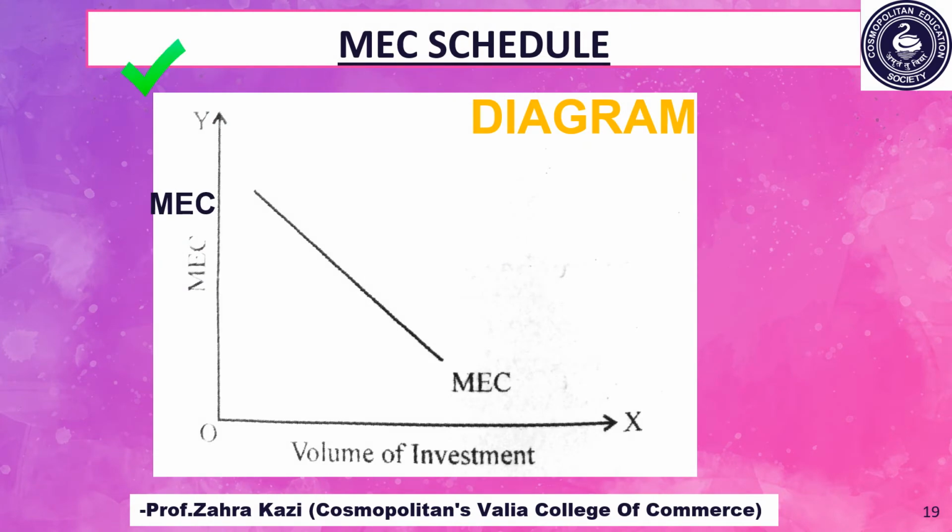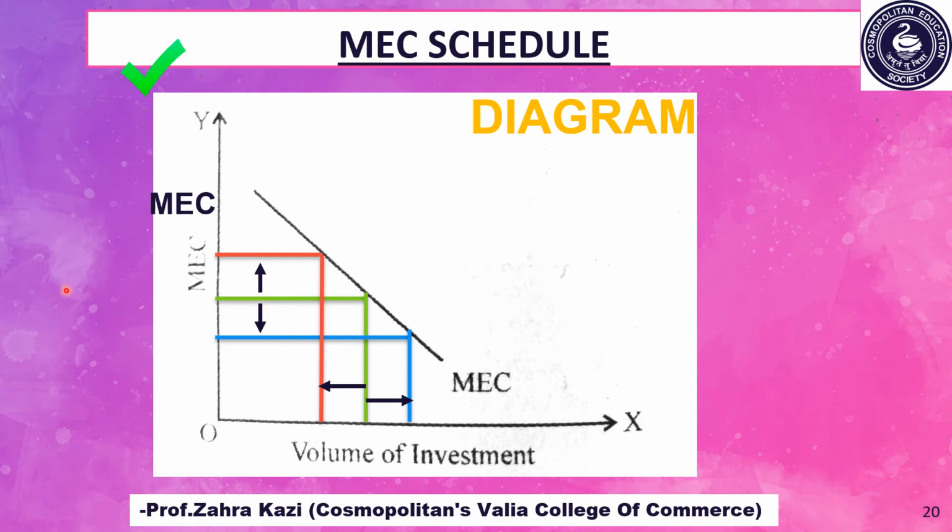This is the diagram of MEC. In this diagram, the x-axis is denoted by the volume of investment and the y-axis is denoted by MEC. The shape of the MEC curve is downward sloping. This shows an inverse relationship between the level of investment and MEC. This means as the level of investment increases, the MEC starts falling or declining.